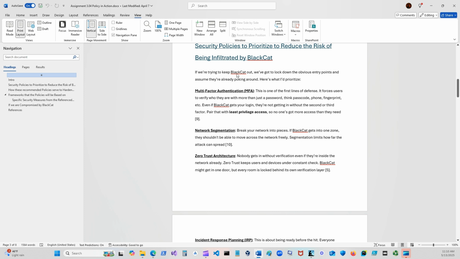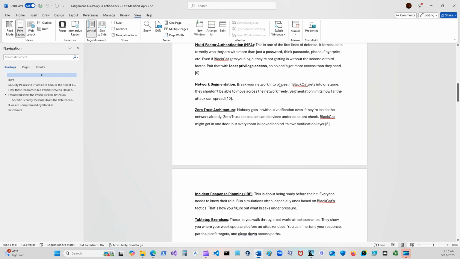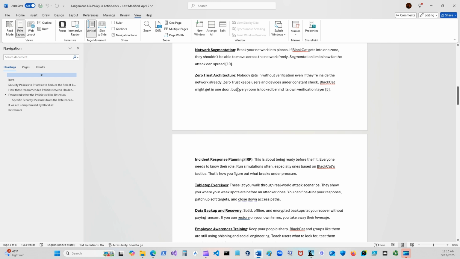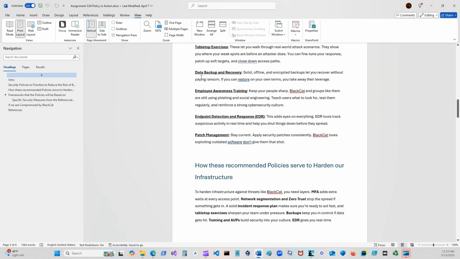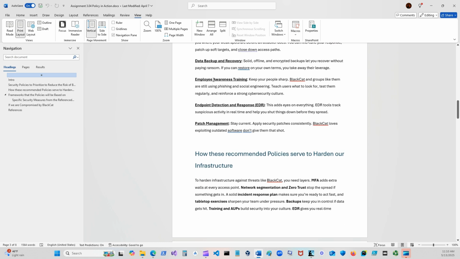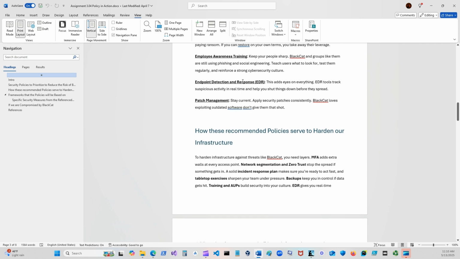After I did some research on them, I thought, okay, we're going to have multi-factor authentication, network segmentation, zero trust architecture, an incident response plan put into place, tabletop exercises, data backup and recovery, employee awareness training, and endpoint detection and response. Now, I don't have to have exactly what I'm using, but this adds eyes on everything. EDR tools track suspicious activity in real time and help you shut it down before it spreads. It's just a basic strategy of what endpoint detection and response is.